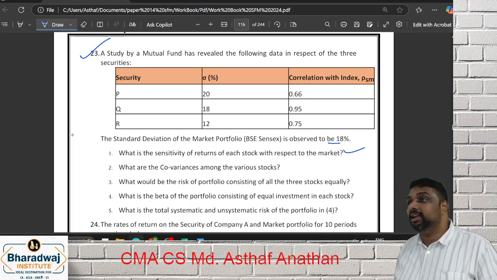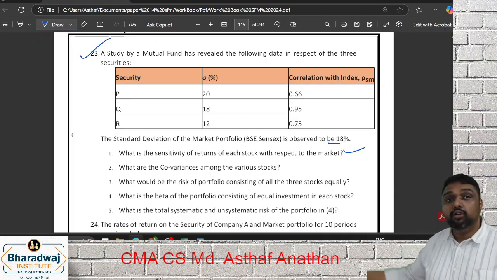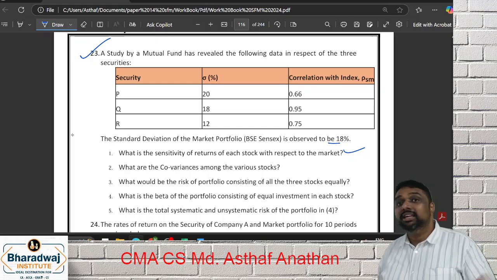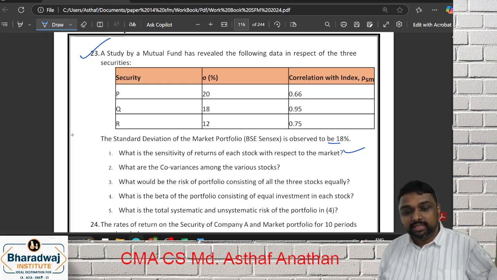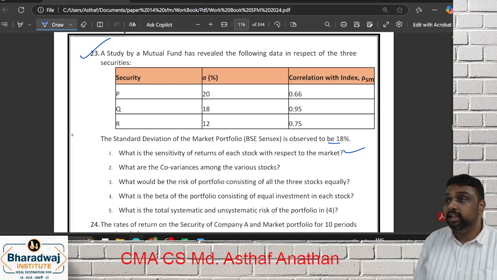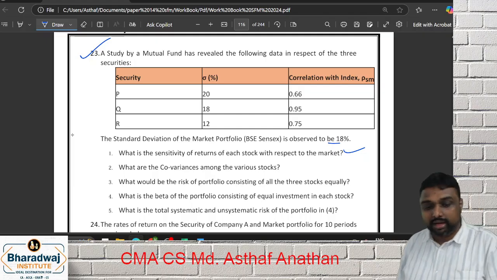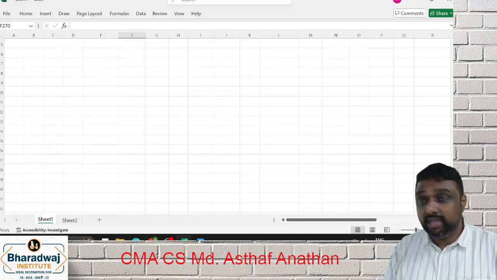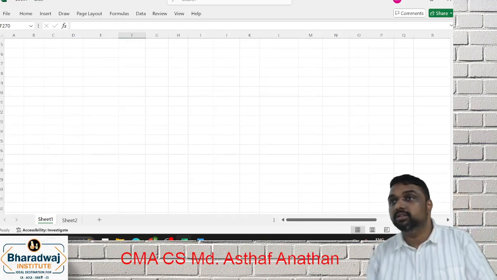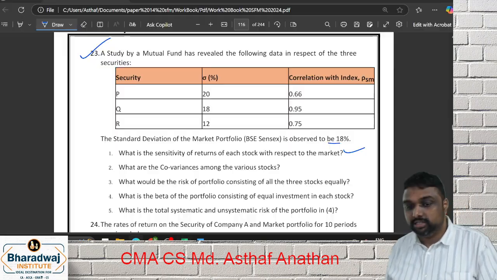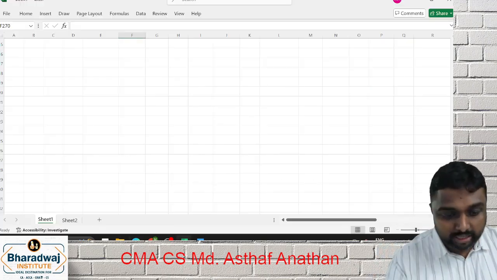They have asked for beta. How to approach beta: the full formula won't come here. Beta means standard deviation of stock divided by standard deviation of market into correlation of stock with market. You have to go for this. Since this recently came as a previous year question in the last exam, we'll just do it very fast. You will understand very easily.